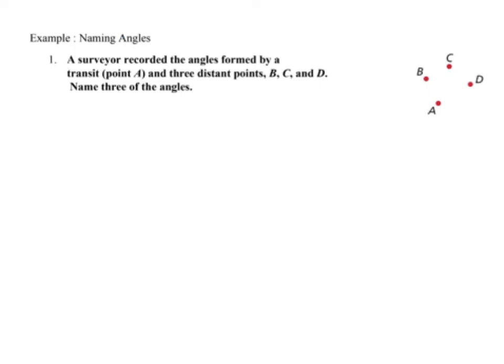Okay, so just a quick example about naming angles. A surveyor, that's someone who surveys land to figure out specific zoning laws, recorded the angles formed by a transit, point A, and three distant points, B, C, and D. Name three of these angles. So, basically what this means is I'm starting at point A, and I'm using my survey equipment to figure out how far away point B is, point C, and point D. And I actually want to get the angles between those because that's going to help me to actually determine the distances between those points themselves.